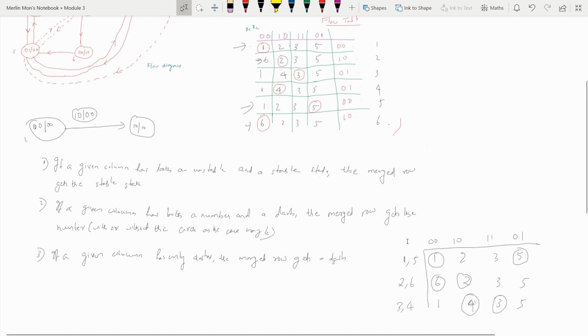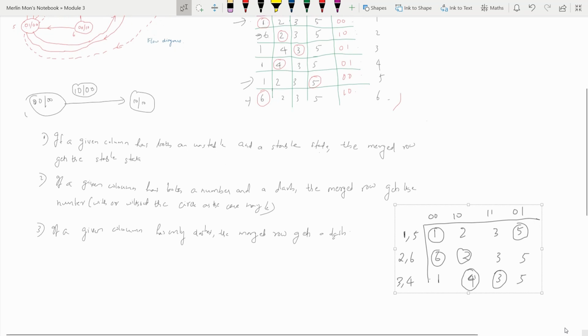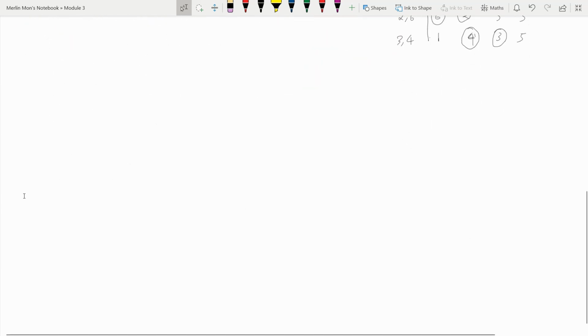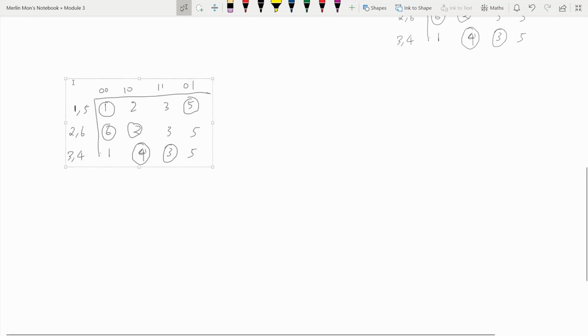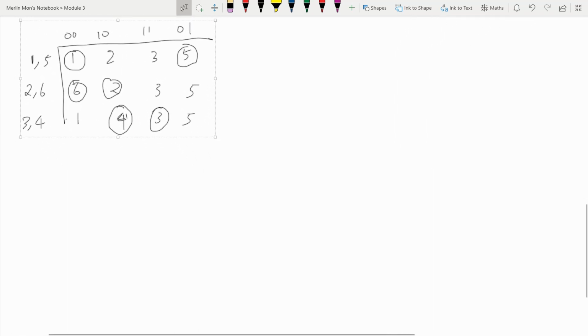We will copy it. Control C. We will take a new page and paste. Okay, this is the new merged flow table.